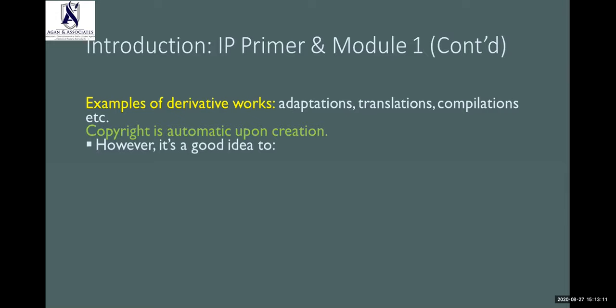One interesting thing about copyright when it comes to protection is that it is automatic upon creation, as long as the work is original. So in copyright, we look at originality. In patenting, we look at those thresholds of novelty, inventive step, and industrial applicability. In copyright, we look at originality. So as long as the work is original, the moment you are done with creation of that work, it becomes copyrightable automatically and immediately.